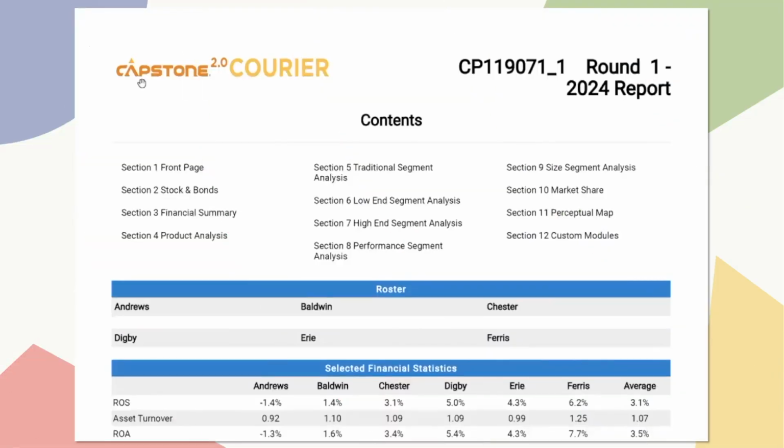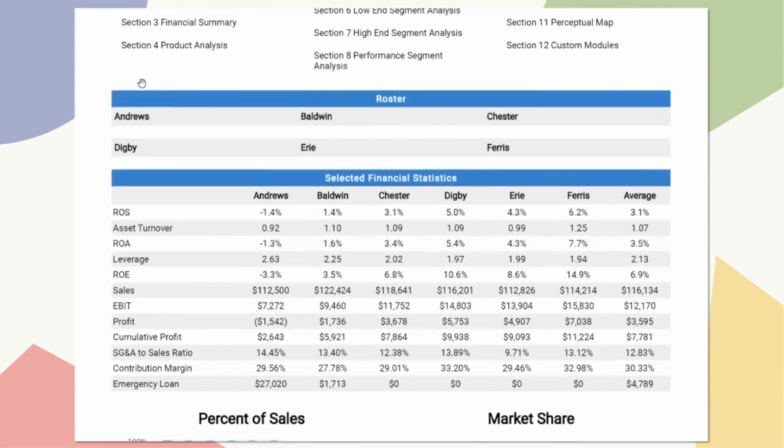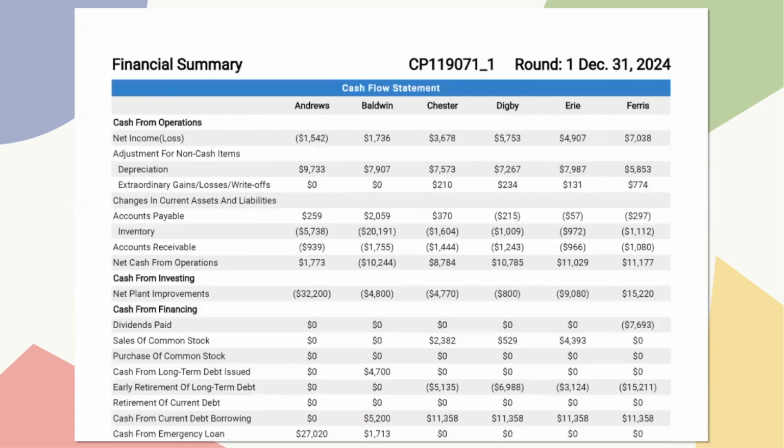Let's start back on page 1, identifying teams with low profit. Here in the selected financial statistics table, we can look down and see the profit for every company. A quick review shows us that once again, Andrews and Baldwin are the two companies that are struggling the most. Low profits usually mean low contribution margin. Generally, you're looking to have a contribution margin of 30% or higher. If we go down a couple rows to contribution margin, we can see that Andrews and Baldwin don't meet that threshold we're looking for. To look into contribution margin further, let's go to page 4, where you can see a breakdown of each product.